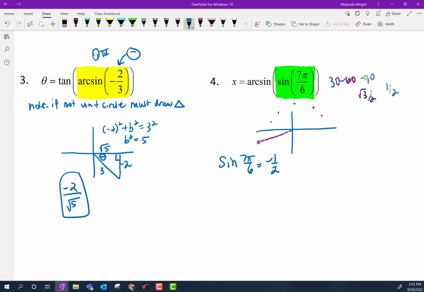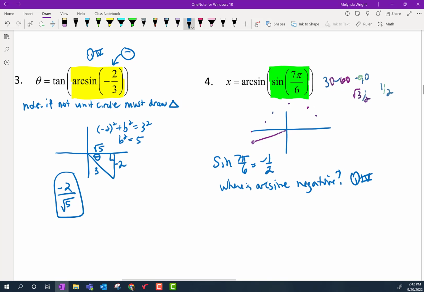So where is arcsine supposed to be? We have to ask ourselves, where is arcsine negative? Where is that? Something we memorize, right? Where's arcsine negative? Quadrant 4. Okay, I need to be in quadrant 4. That's where I need to be.